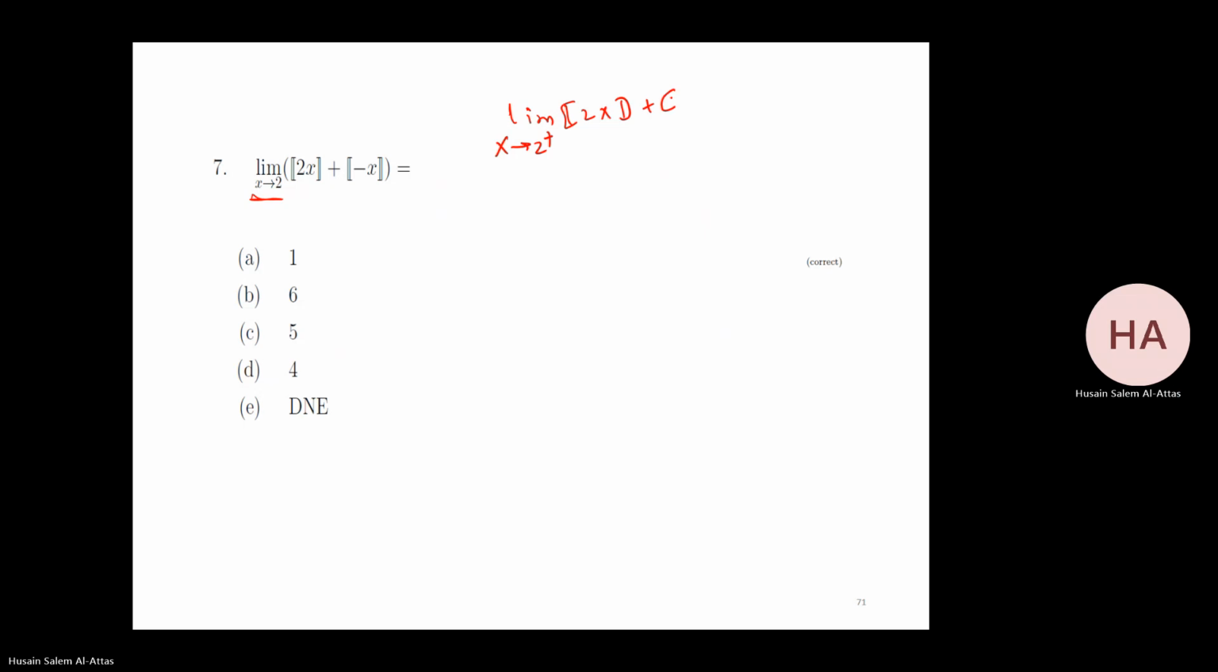2x. Okay, 2 from right, 2 point something, times 2, it will be 4 point something. So that will be 4. Minus 2 point something. So that will be minus 3. So the answer is 1 here.